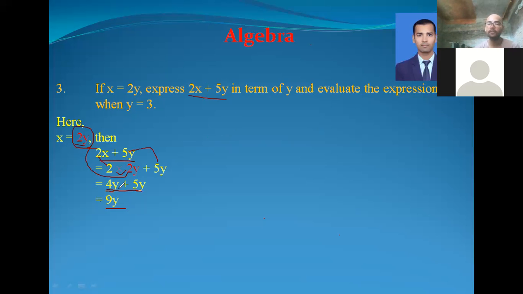And you can see here in our answer there is y. It means according to the question, express 2x plus 5y in terms of y. So according to the question, our answer should be in the form of y.